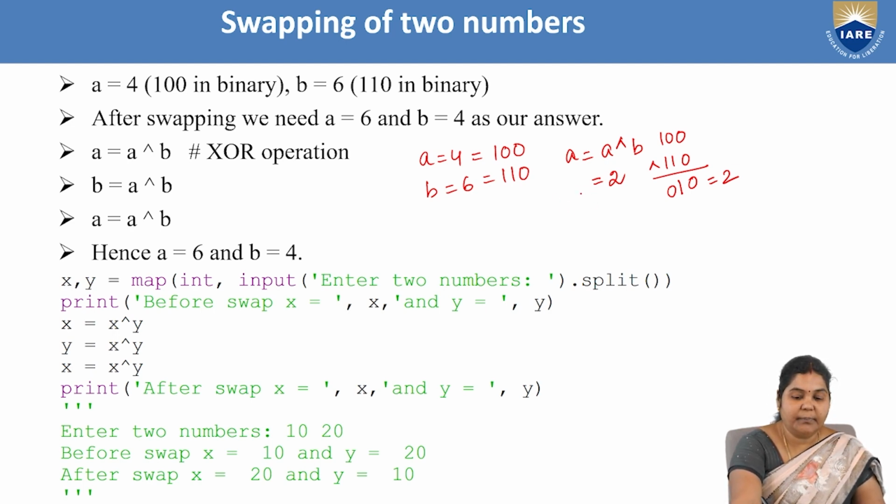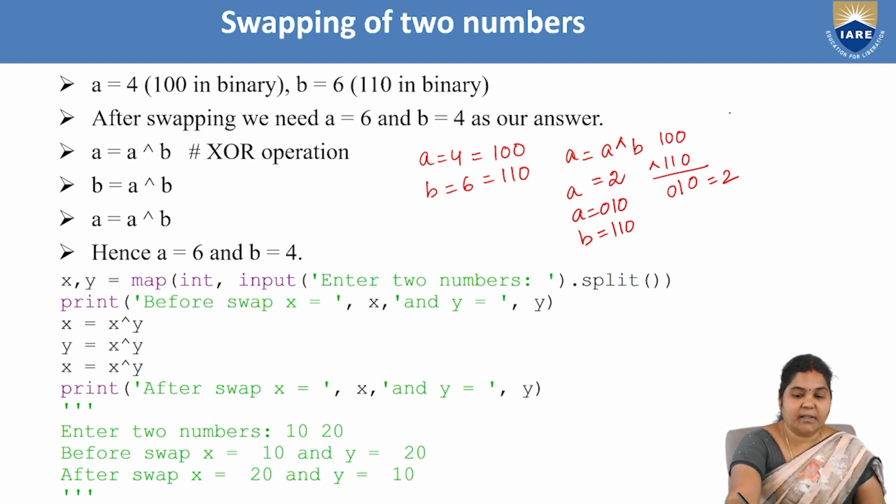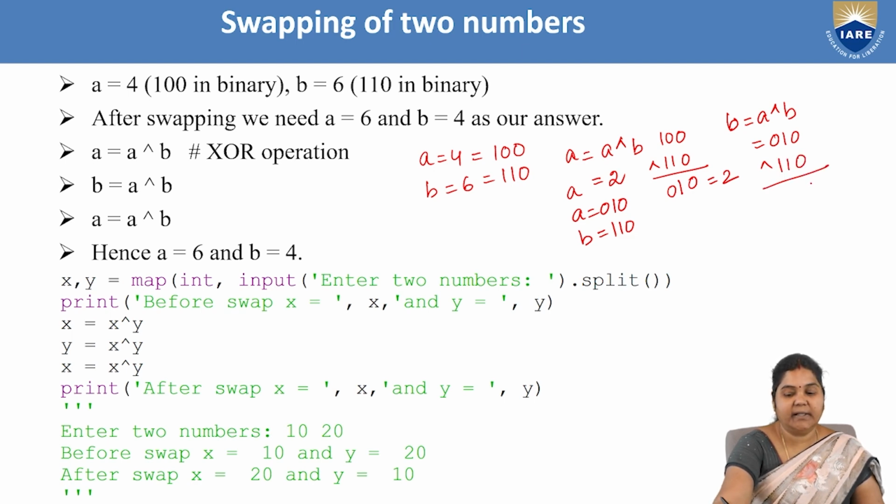What is the value of B? There is no change in the B value, which is nothing but 1, 1, 0 only. Now, the second step that we have to perform is B is equal to A XOR B again. A is nothing but 0, 1, 0 and XOR with B, which is 1, 1, 0. Again do XOR: both are same, so 0. Both are same, so 0. Both are different, so it is 1. So, B value becomes 100, which is nothing but 4.